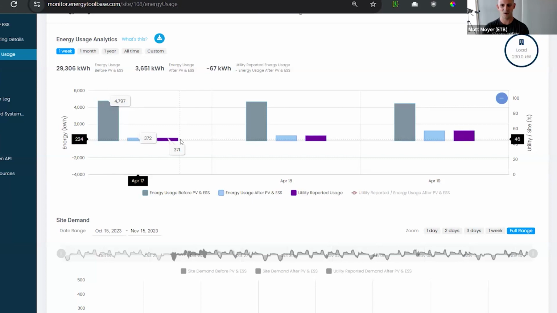Do you guys do this beyond California in other markets? Not yet. We're adding utilities all the time, but right now it was very much California focused for the first batch of utilities.